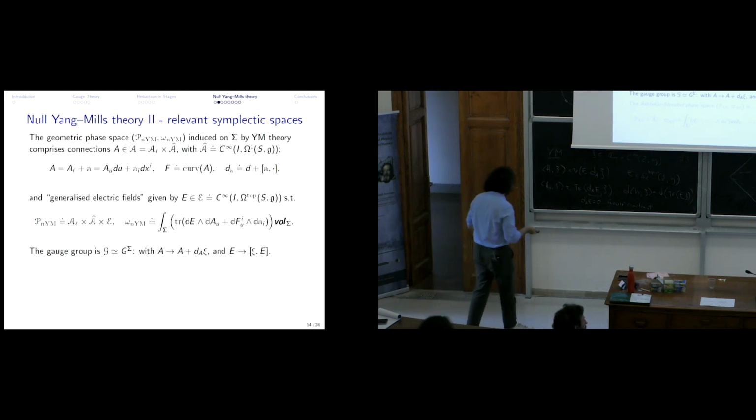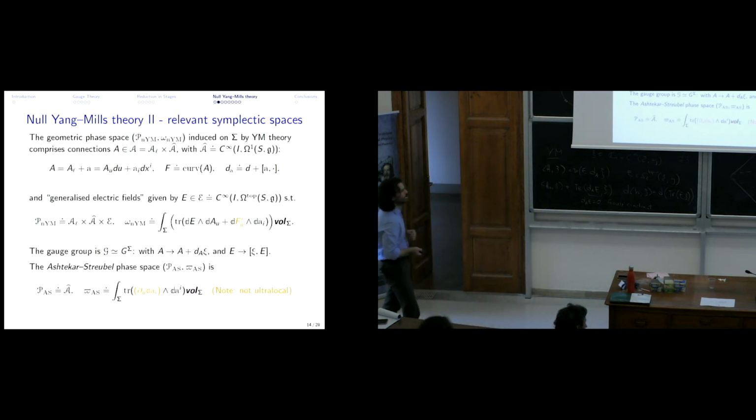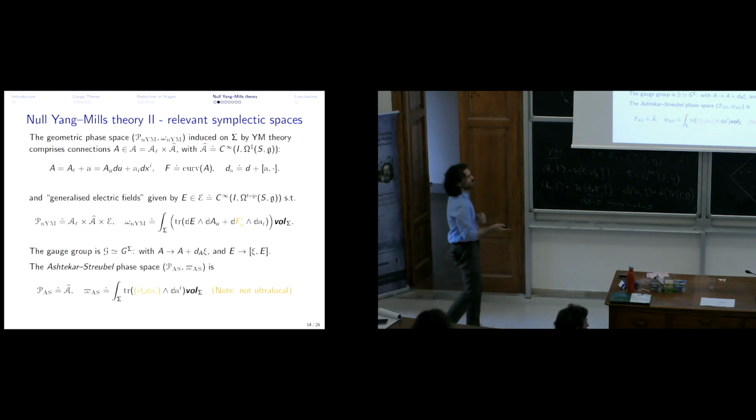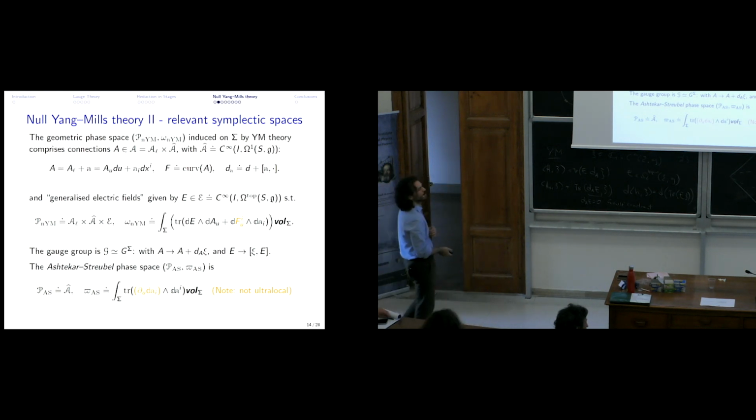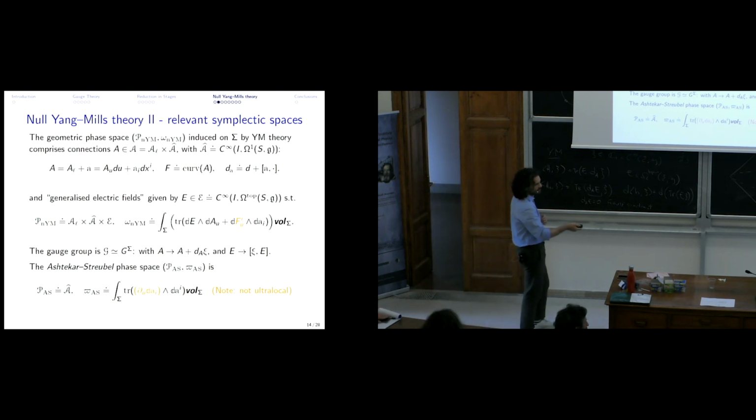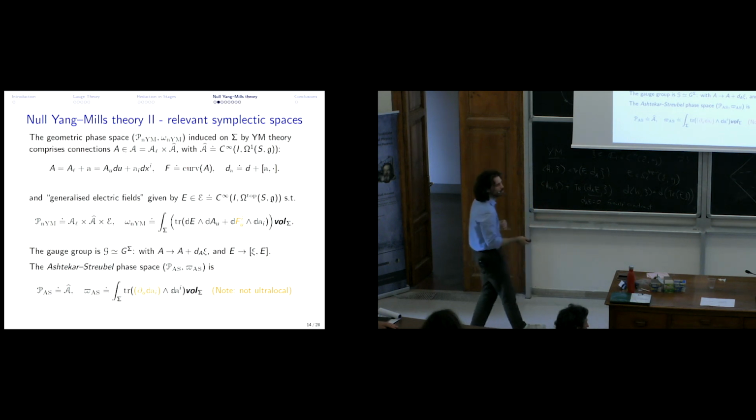Now, historically, another phase space has been introduced to treat this scenario, which is the Ashtekar-Streubel phase space, which is given by this formula. So you just pick out these spatial connections over here, and you consider this symplectic form. Now, I would like to point out that this symplectic form depends on derivatives of fields, okay? So in the lingo, this is non-ultralocal, which is a peculiarity of this situation.